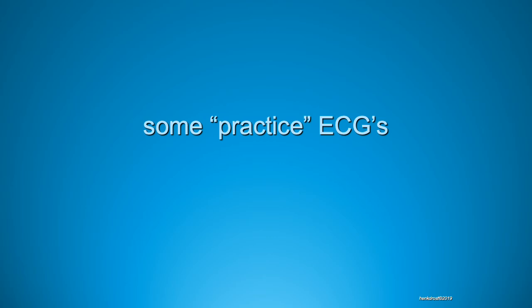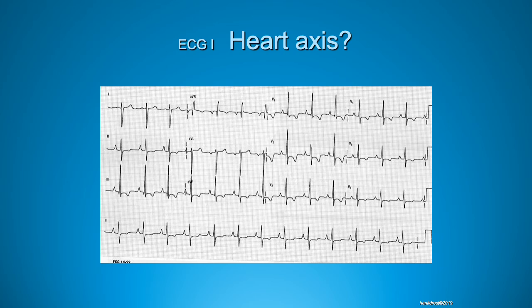At the end, some practice ECGs. There are 9 of them. Look at them carefully, press the pause button, and in those ECGs we elaborate the things we have discussed before. The first one, what in this ECG is the heart axis?